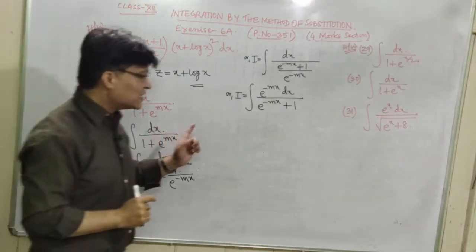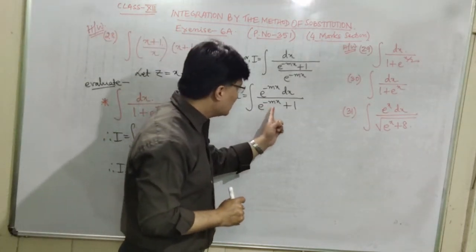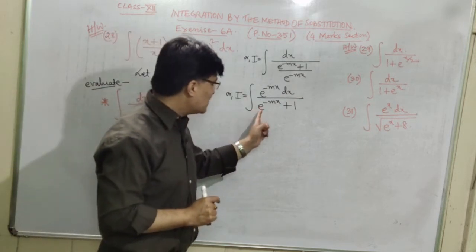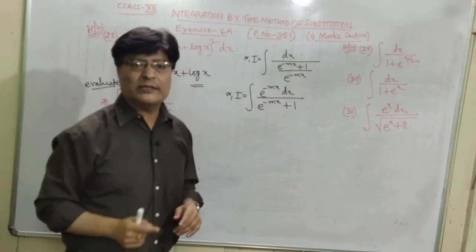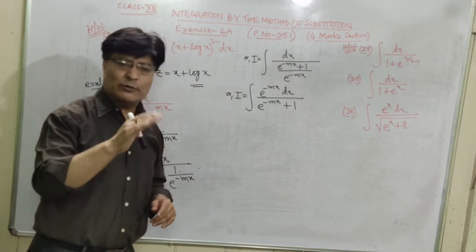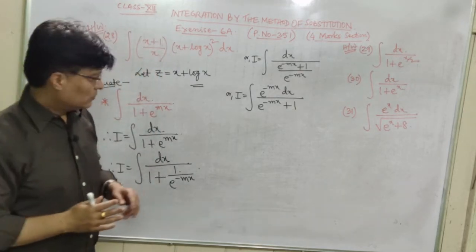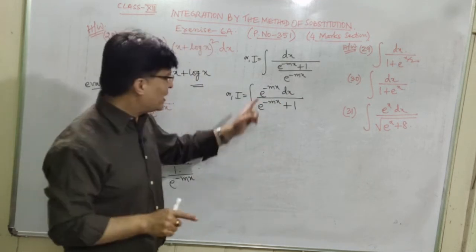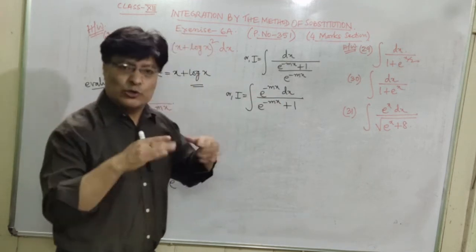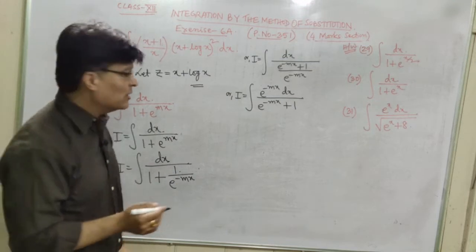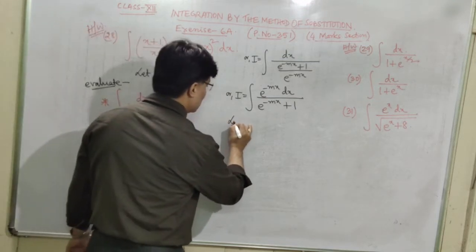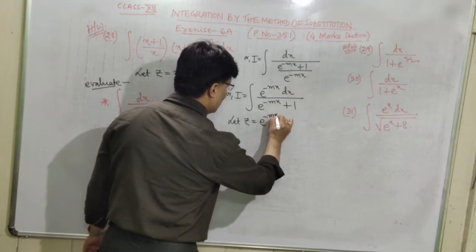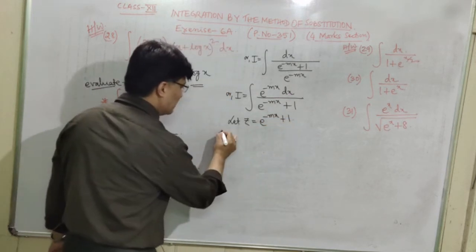Now in this case, if you differentiate the denominator, we will get the numerator in this case. Now differentiate e to the power minus mx with respect to x. What is the differentiation of e to the power minus mx? It is e to the power minus mx into minus m. But we are getting e to the power minus mx, isn't it? So you can use the method of substitution in this case. So let z is equal to e to the power minus mx plus 1.